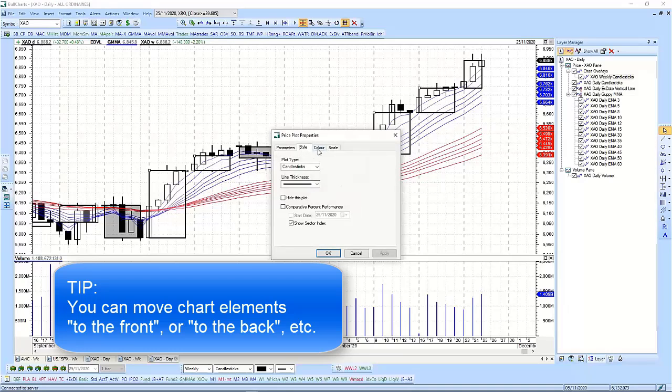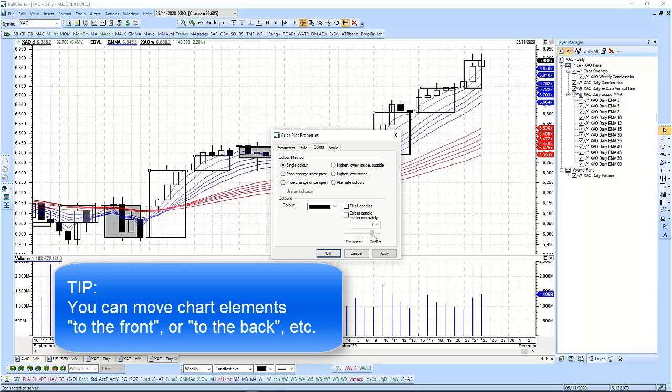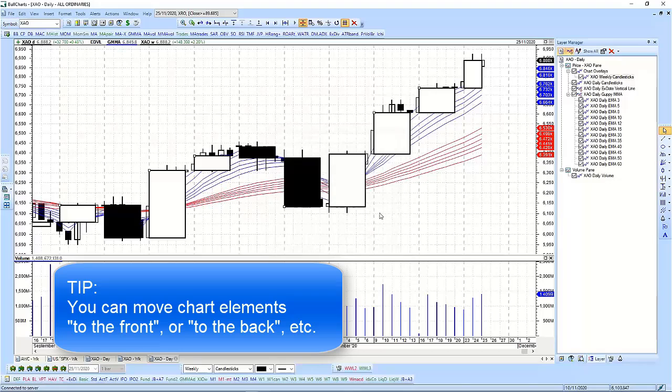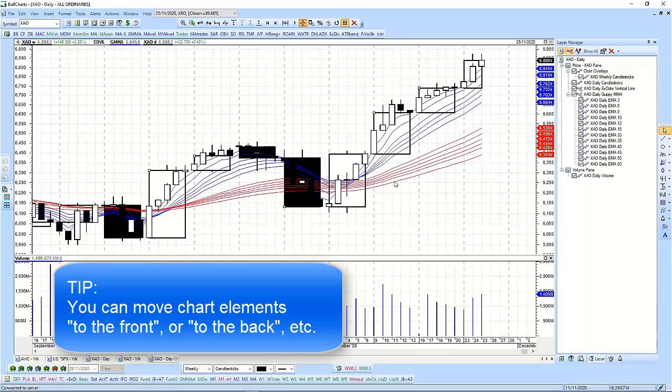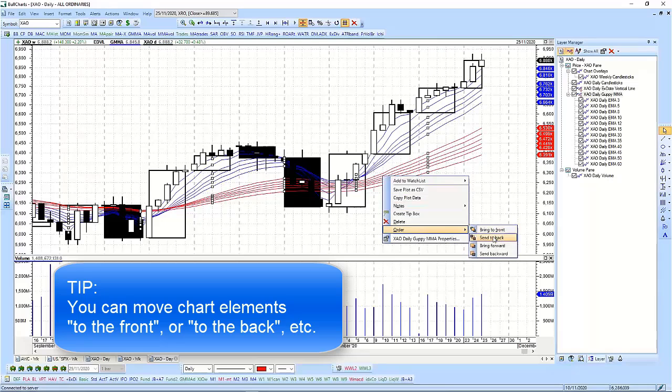What's happened is with the weekly ones, I've got some transparency applied. Got to take away the transparency. So there's the weekly ones. They're now in front. If I send them to the back, I can see them. And I've also got the Guppy multiple moving average. Let's send that to the back as well.